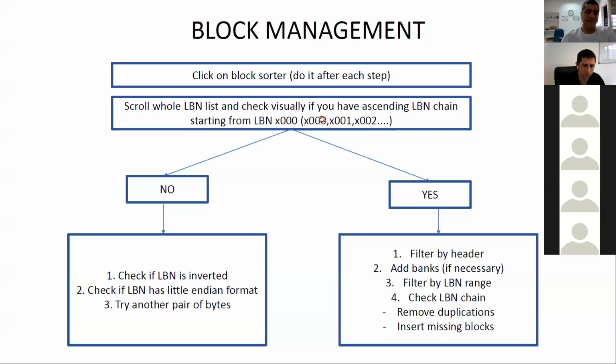If you don't see this sequence, then there could be three possible reasons. LBN may be inverted, LBN may have little-endian order, or you just selected the wrong pair of bytes. Maybe it's not LBN at all, and you need to try another pair. Sometimes it is not that obvious which two bytes you need to take for the LBN, and you need to play with this. So that's the plain script which may help you to work with the LBN.